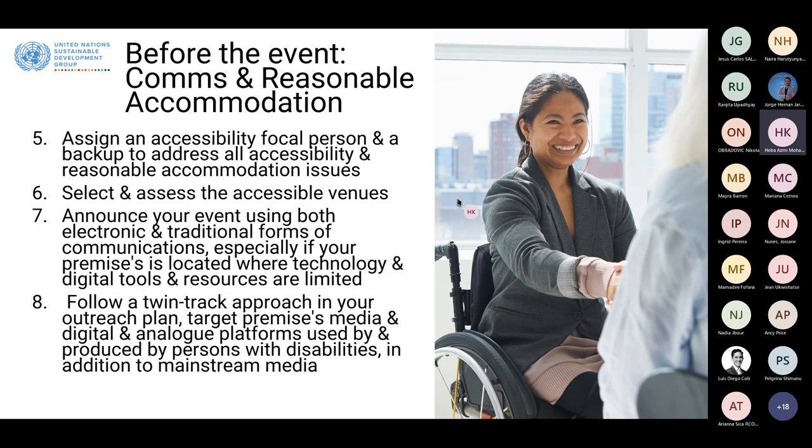Also, assign an accessibility focal person and a backup to address all accessibility and reasonable accommodation issues, so that persons with disabilities, when they encounter any issue, would know who the go-to person is. The contact of this person would be provided on social media pages and on the event's website, so that if any person requires a certain type of reasonable accommodation, they can reach out to this person. And as we said, we have to look at a wide selection of venues to choose the most accessible venue.